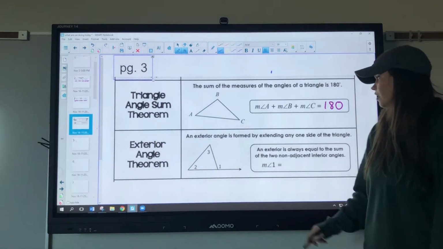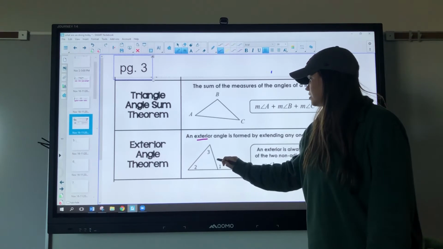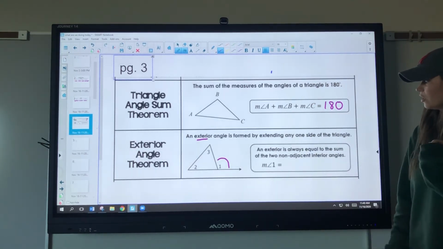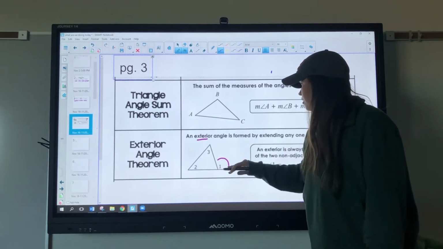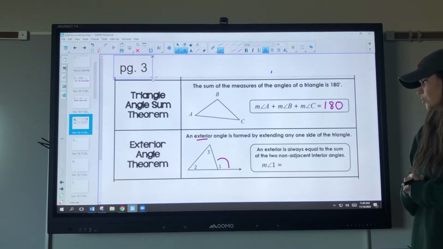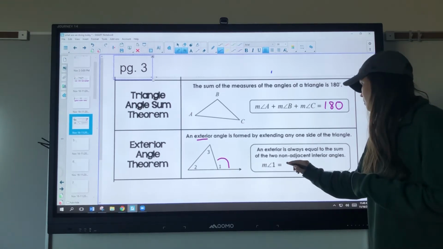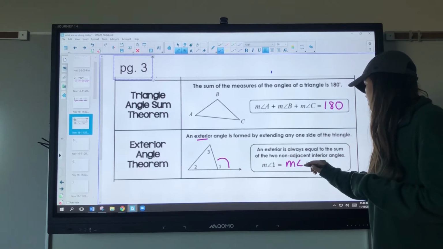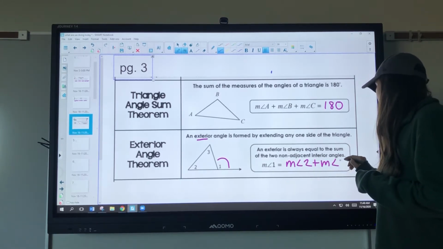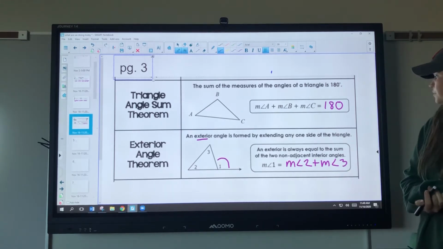An exterior angle, that means outside. So this angle 1 here, an angle outside the triangle that forms a linear pair with a 3rd angle, is always equal to the sum of the 2 non-adjacent interior angles. It's a little trick. I'll show you the long way to do it. But it's a little trick that always works, and we'll talk about why.